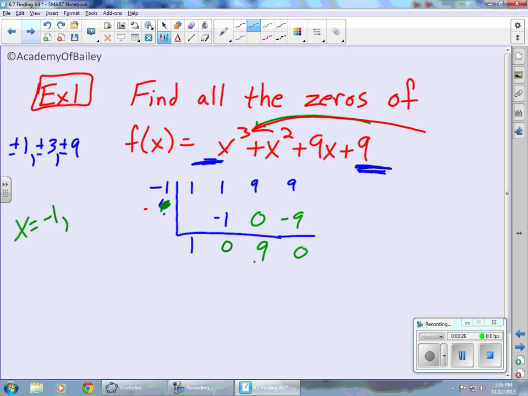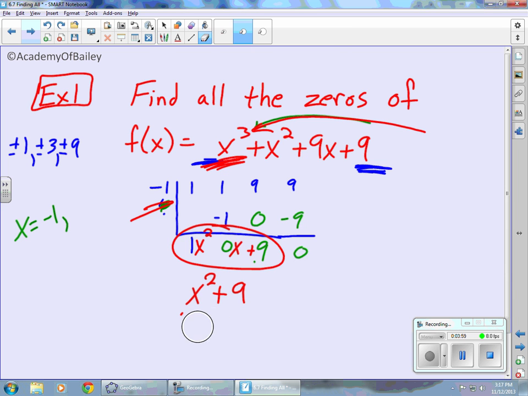Okay, so we know negative 1 is a root, and let's go ahead and drop everything down. This was x cubed, so this one's going to be x squared, and this one here will be x. This is it. So we have x squared plus 9, which is a perfect square, but that is not the difference of 2 perfect squares. If it was the difference of 2 perfect squares, we'd be set to go. But that's not the difference of 2 perfect squares.